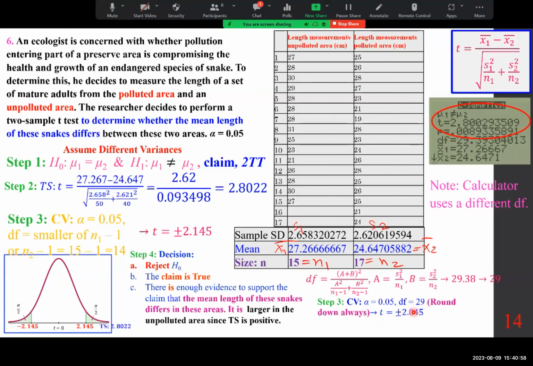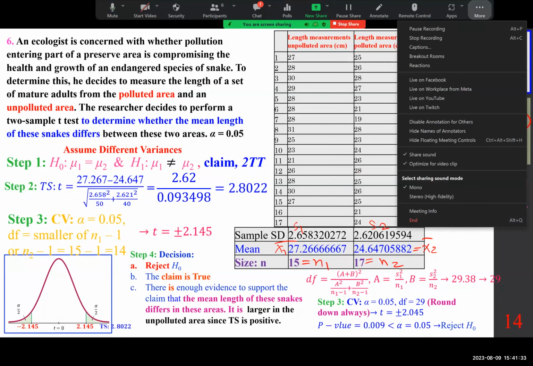This critical value is different than that if we were to go with degrees of freedom of 14. However, the p-value, which is 0.008 and we're going to round the 8 up to 9 because next to it is 9, is clearly less than alpha of 0.05. We're going to reject H0, which means we get to the same result as before. In this case, because the difference between the two degrees of freedom is not huge like before, the results are the same. And that's it.